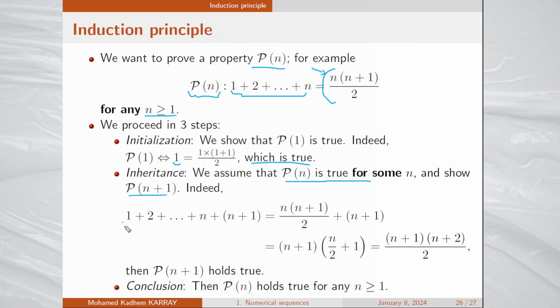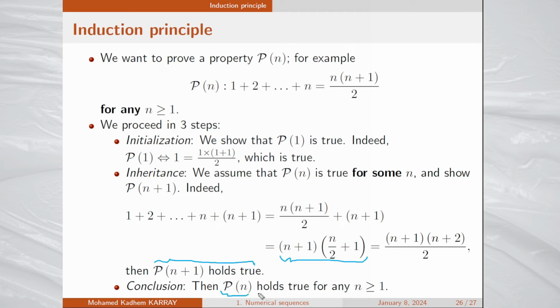Indeed, if we consider the left-hand side for the property P of n plus 1, it equals this sum. So the first n terms sum to this value since P of n is true. And then we should add the last term, which is n plus 1. So if we factorize by n plus 1, we get this expression here, and this shows that P of n plus 1 holds true. So as a conclusion, the property P of n holds true for any n larger than or equal to 1.